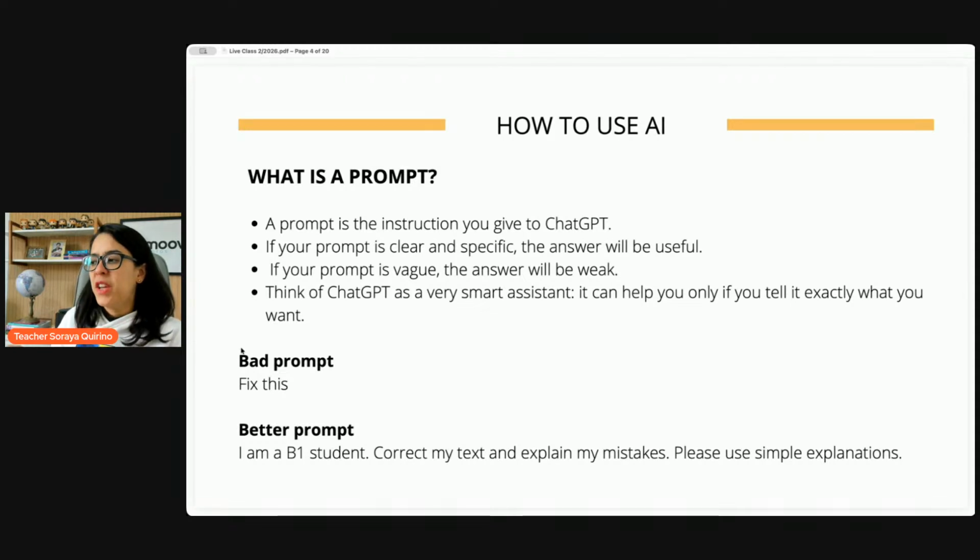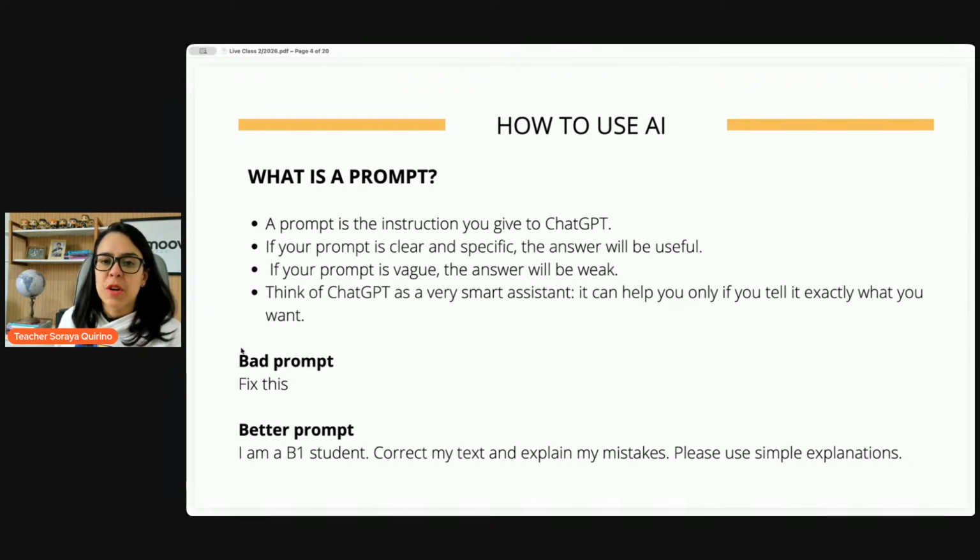Correct this, fix this, rewrite this. This is poor. Write something more specific. I'm a B1 student. I'm a C1 student. I'm a B2 student. If you don't know your level of English yet, you can ask ChatGPT to design a test for you and to decide what your level is. So ChatGPT can even do that for you. Yes. And then, okay, I'm a B1 student, correct my task and explain my mistakes.